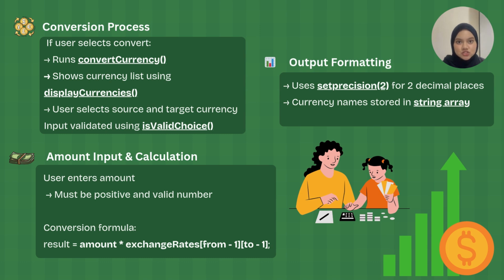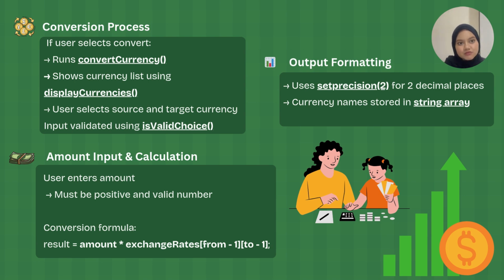Next, I'm going to explain the conversion process. If the user chooses to convert currency, the program runs convert currency. This function asks the user to choose the source and target currency from a list shown by display currency. Both choices are validated using the function call is valid choice to make sure the number entered is within the correct range. Next, the user enters the amount they want to convert. The program checks that the amount is valid, that it cannot be negative or non-numeric. If the input is wrong, it will ask the user to try again and re-enter the input.